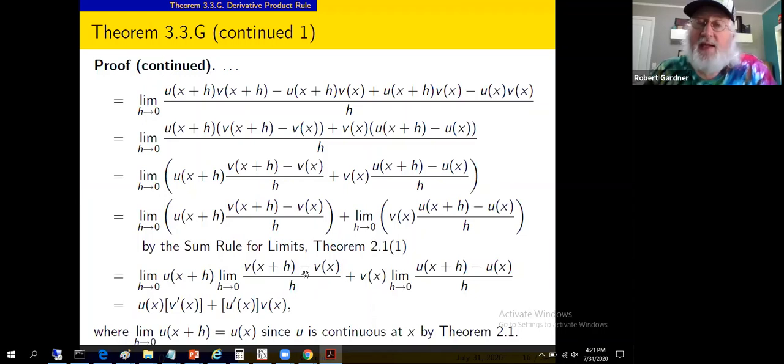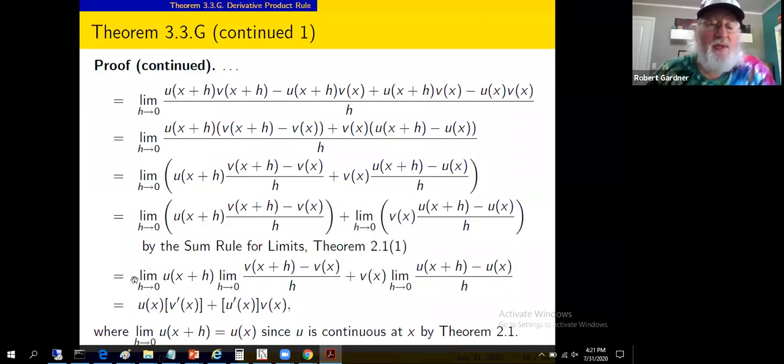If that exists, it does, because it represents the derivative of v. If v is differentiable, and v is differentiable, that was the hypothesis. This is the derivative of u. If u is differentiable, it is, that was the hypothesis, that gives us the u prime of x. So we've got v prime of x here, v of x is here, u prime of x is here.